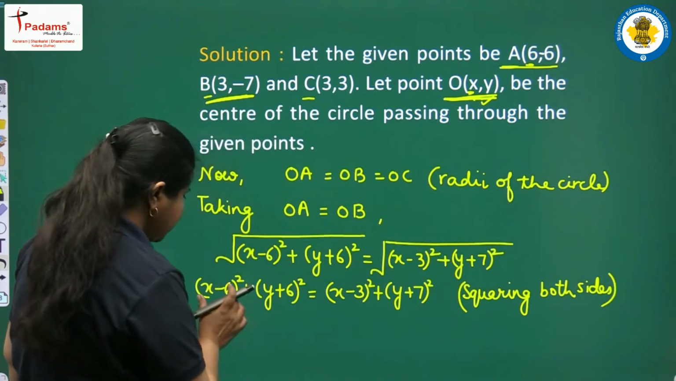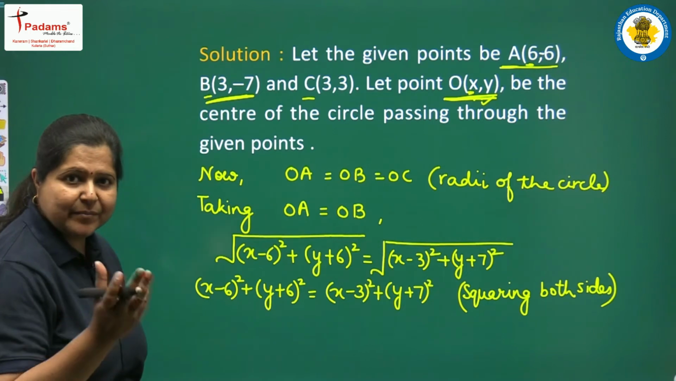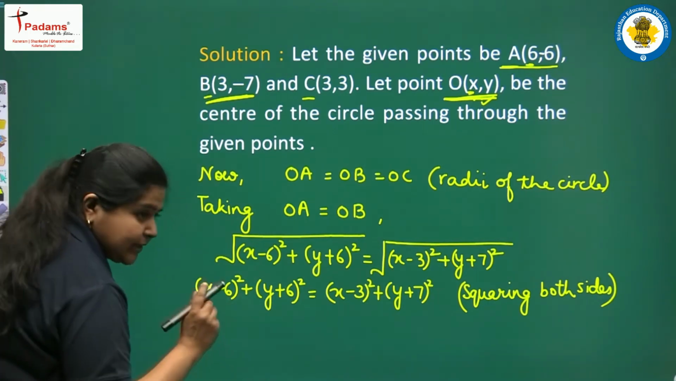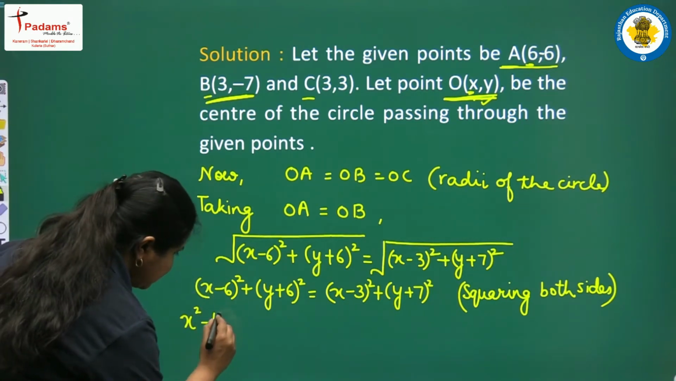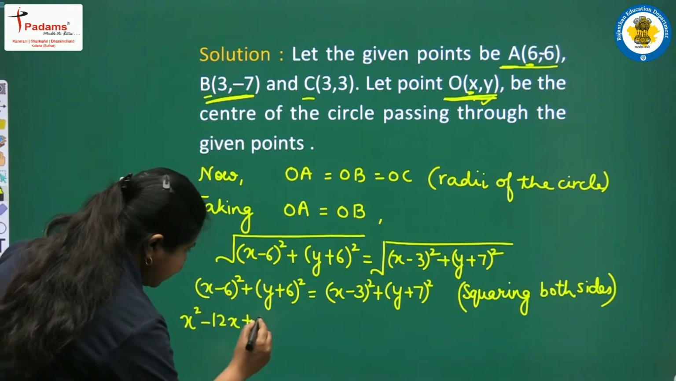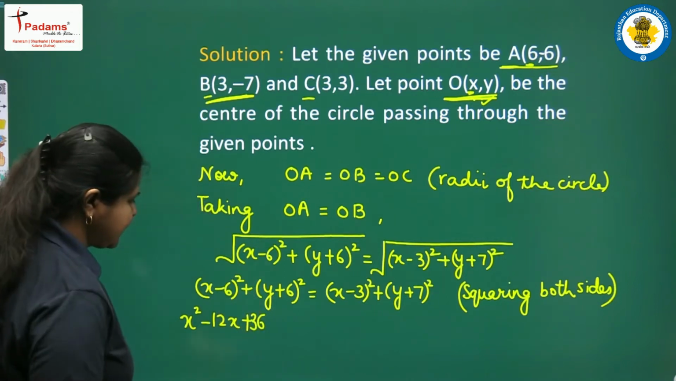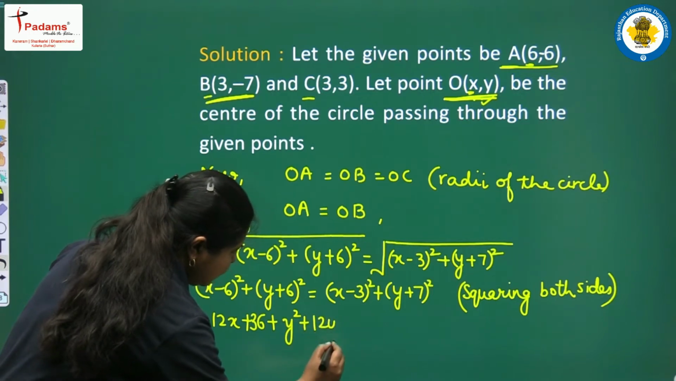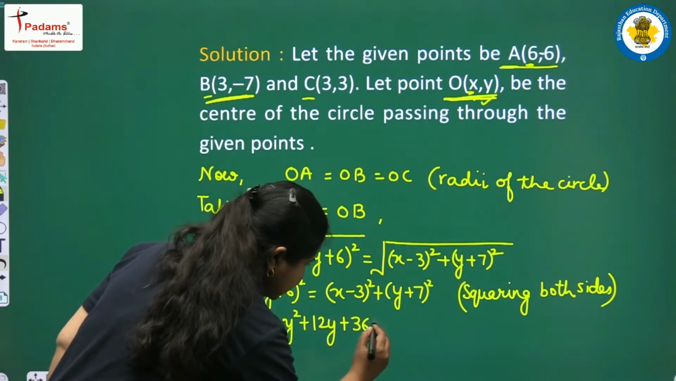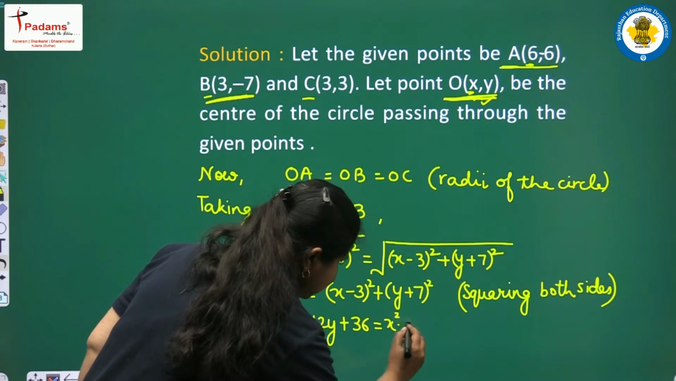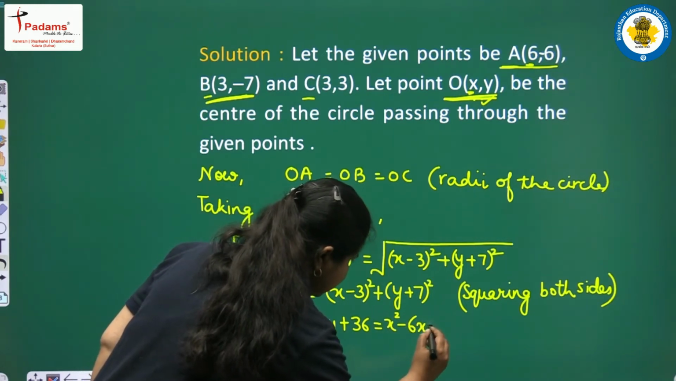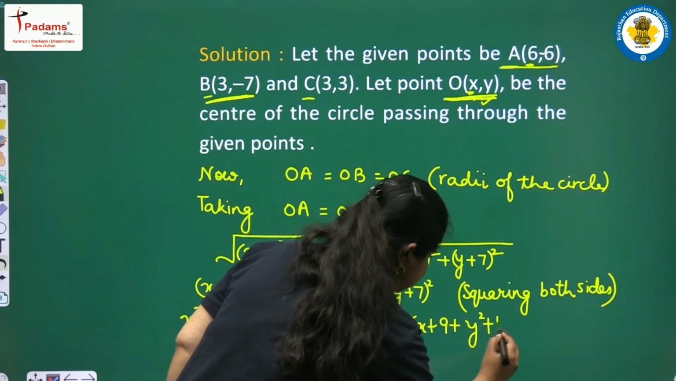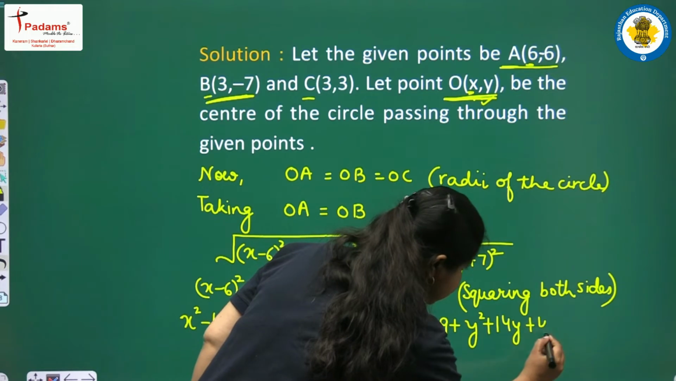Now you can open up this bracket by expanding using the algebraic identity. First number square minus multiply both the numbers by 2, so you will get 2 6 are 12x, and then plus second number square will be 36. Then y square plus 2 6 are 12y plus 6 square will be 36. Here we will have x square minus 2 3 are 6x plus 3 square will be 9, and here we will have y square plus 14y plus 49.